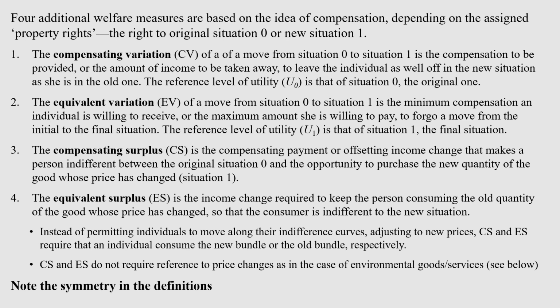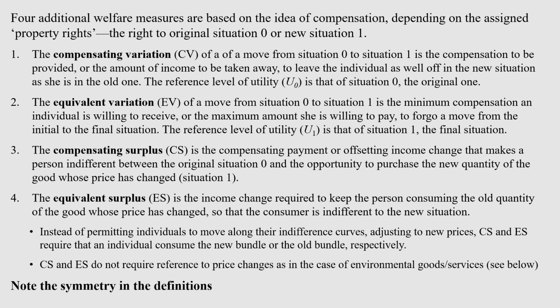Well, the 4 measures that we then have are, first off, the compensating variation, which is defined as a move from situation 0 to situation 1. The compensating variation is the compensation to be provided or the amount of income to be taken away, which will leave the individual as well off in the new situation as she is in the old one. The reference level of utility is that of situation 0. In other words, the U sub 0 is what we use to denote that situation, the original one.